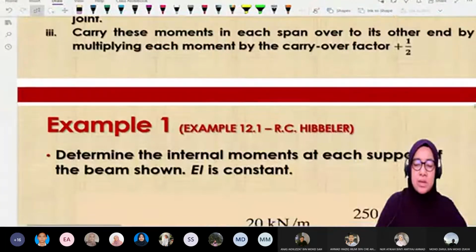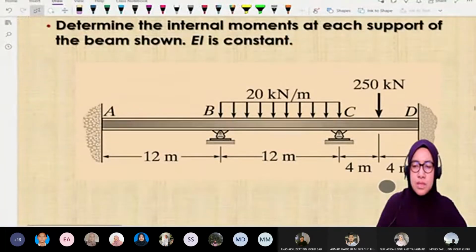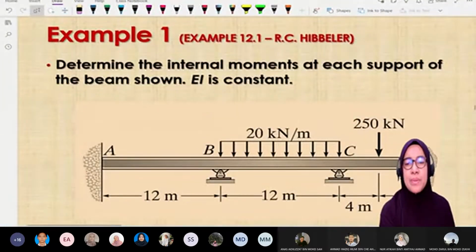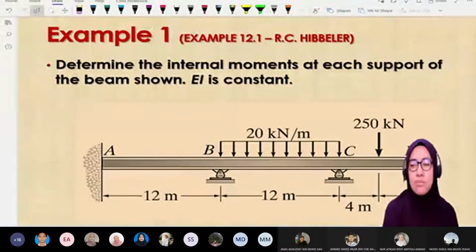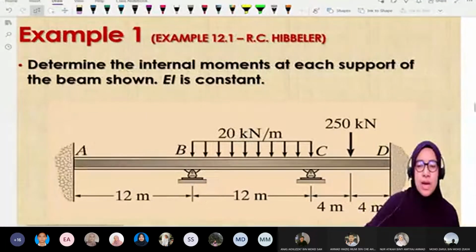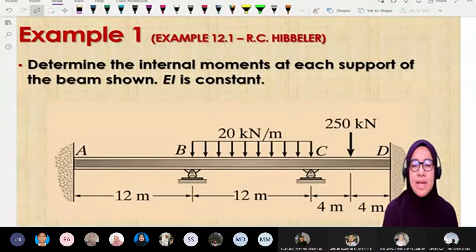Okay, so this is the question. This question is taken from example 12.1. Determine internal moment. So internal moment equal to member end moment. Internal moment is internal forces. Okay, member end moment is internal moment.